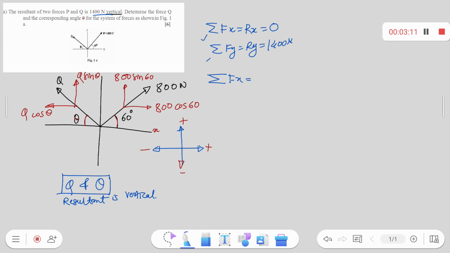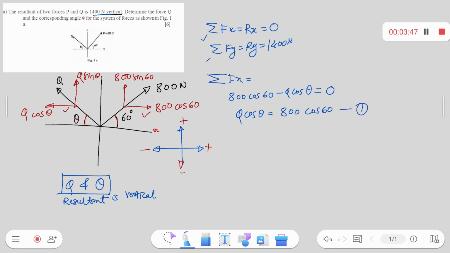Summation Fx: what are the horizontal components? This one and this one. This is going towards positive, so plus 800 cos 60. This is going towards negative, minus Q cos theta. There is no other force, so it equals 0. I can write this equation as Q cos theta equals 800 cos 60. The minus gets cancelled. This is my equation 1.